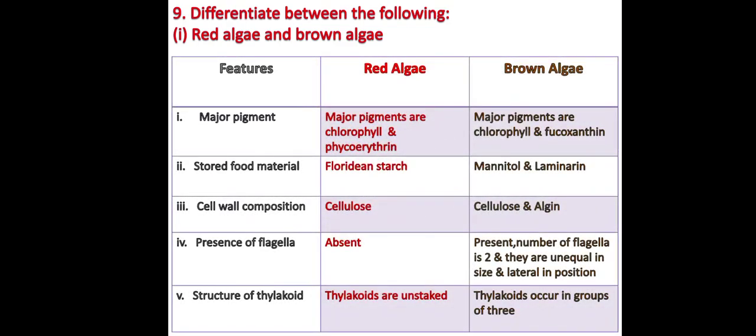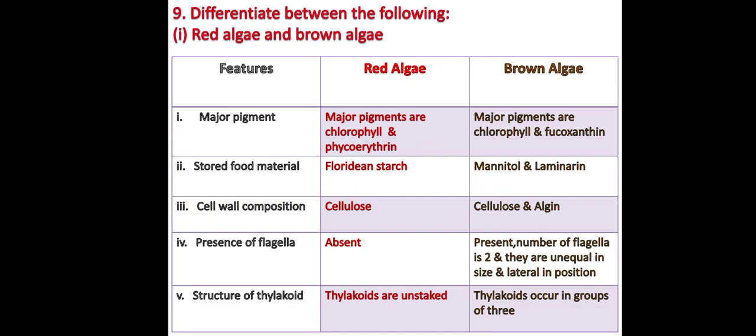Differentiate between the following: red algae and brown algae. Always write the difference in this pattern. Make three columns: first column feature, second column first difference, and third column second difference. So our first feature is major pigment. Major pigments in red algae are chlorophyll and phycoerythrin, so it is red. And major pigments for brown algae are chlorophyll and fucoxanthin, that is why it is brown in color.